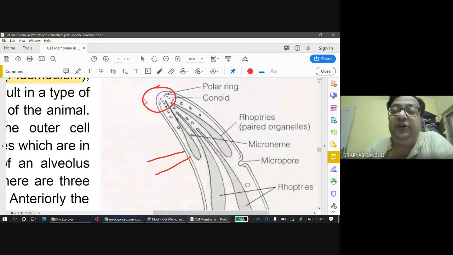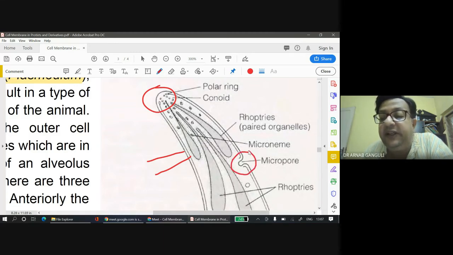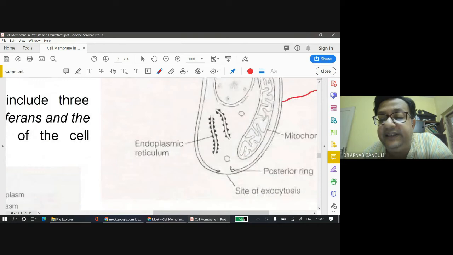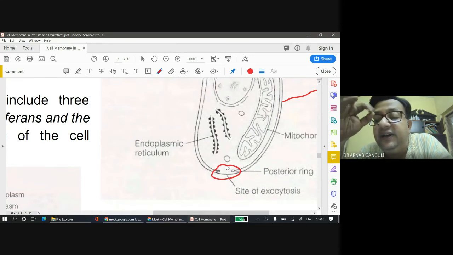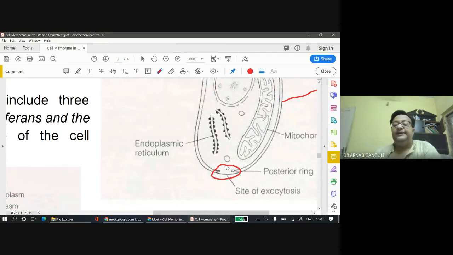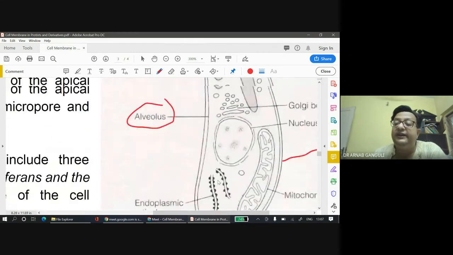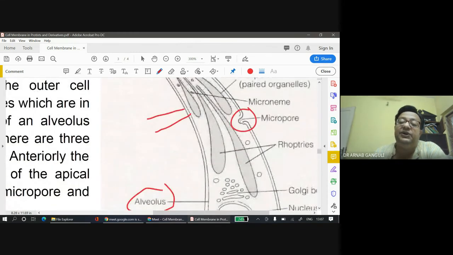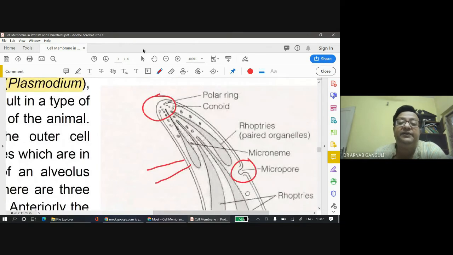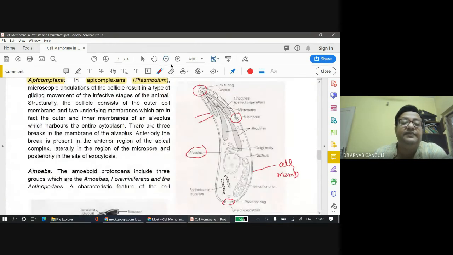Therefore, in Plasmodium, which causes malaria, there is a space. This is the apical region. Another space is laterally in the micropore region, where the membrane is not connected. And another site is the site of exocytosis. So the inner membrane which you see is not continuous, it's broken. This is one region where it is broken, this is another region, and this is another. So this is what happens in Apicomplexa, the ones which cause malaria.